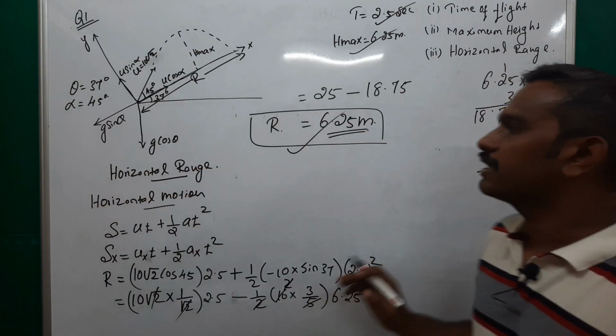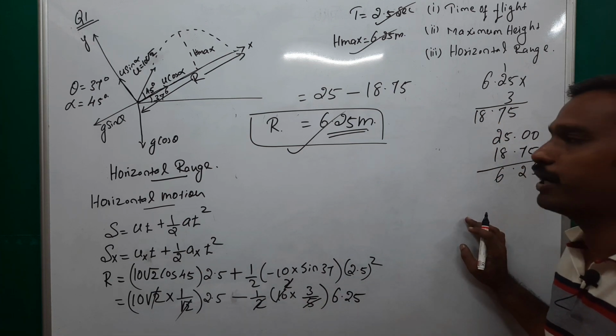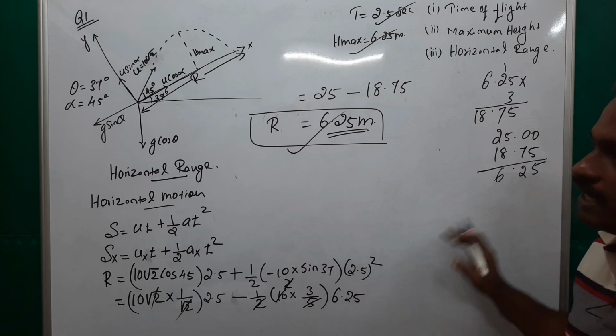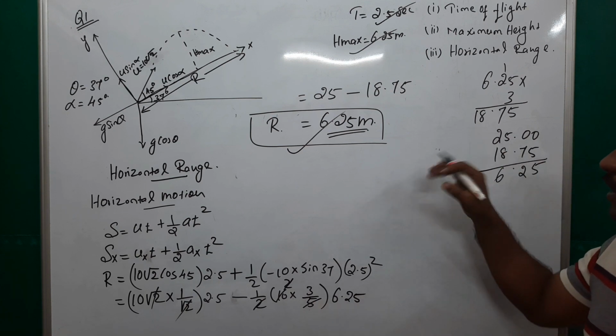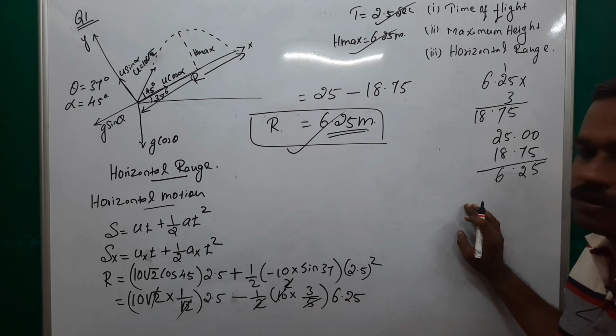Clear? So understand the concept. For the first two things, time of flight and maximum height, we used the formula and direct substitution. For the horizontal range, we used the concept, that is by considering the horizontal motion of the object, and we find the answer. Clear?